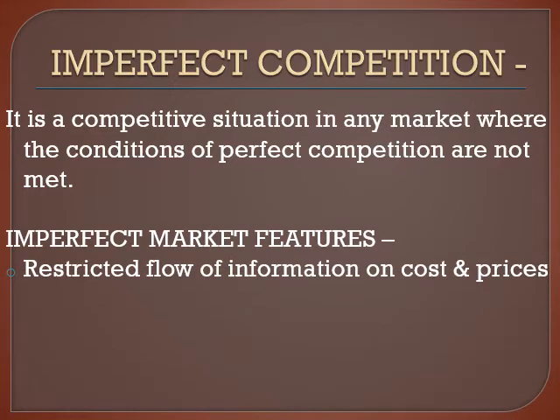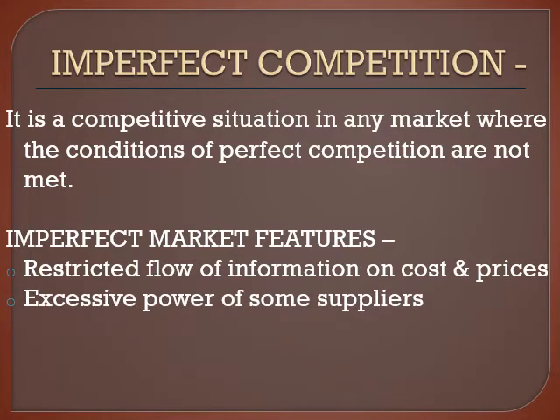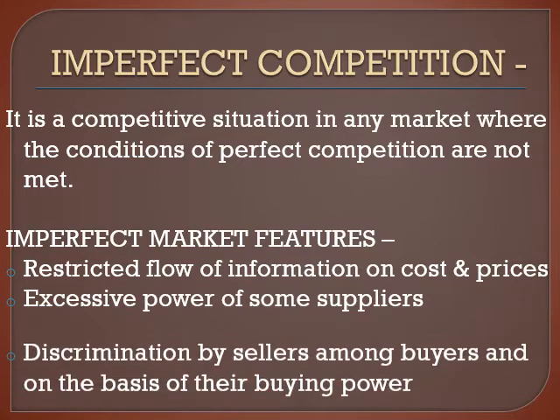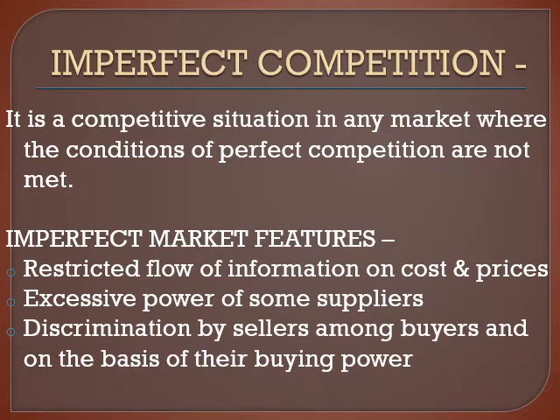So the first feature of an imperfect market is restricted flow of information on cost and prices. That means there is not much information available about the cost and price in the market. Next is excessive power of some suppliers. So not every producer, but some producers have too much power in their hands. Next is discrimination by sellers among buyers on the basis of their buying power. So on the basis of the purchasing power of a consumer, there is discrimination which is done by the sellers. Okay.